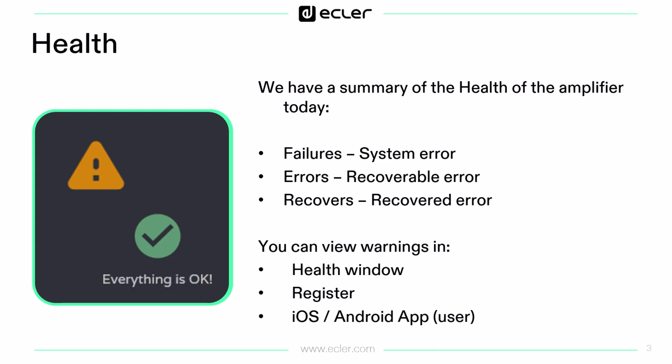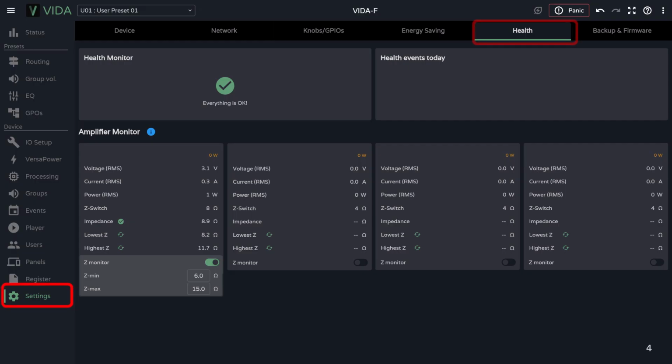You can view these messages not only in the Health window, but also in the register and from the iOS or Android app. Let's check an example in the web application. Below the Health monitoring window, you can see the amplifier monitor section.